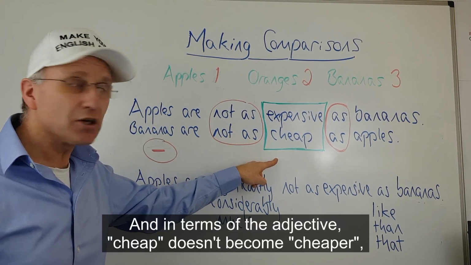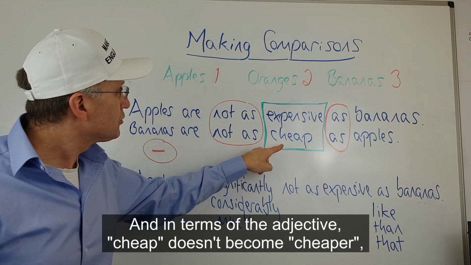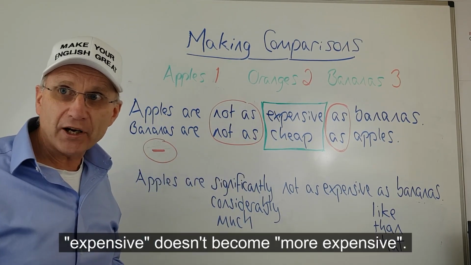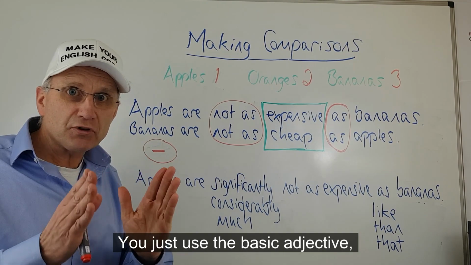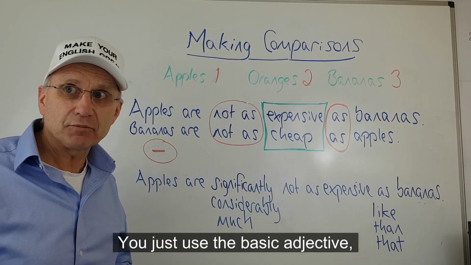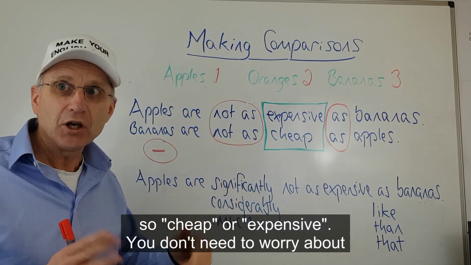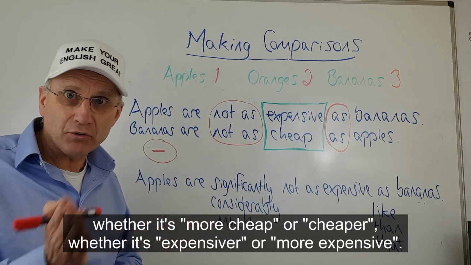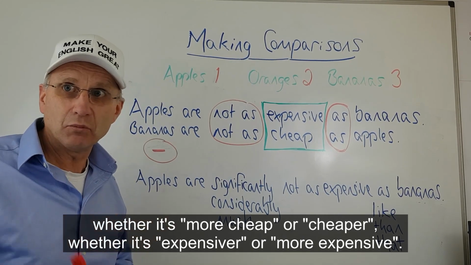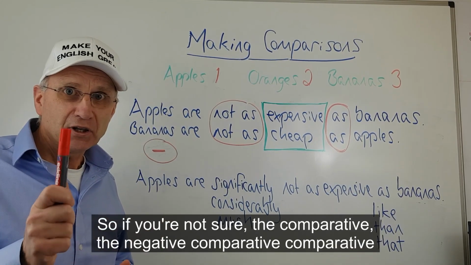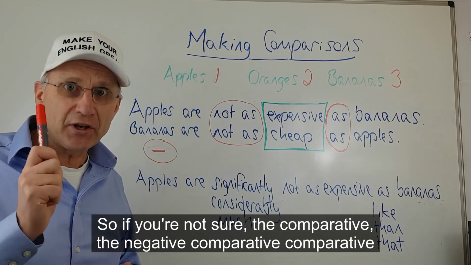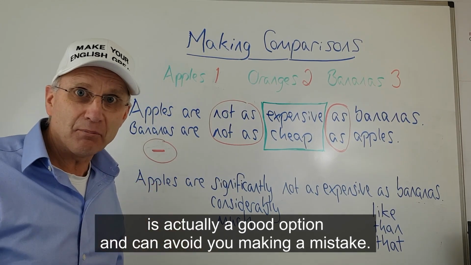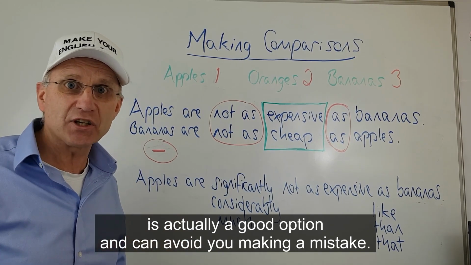And in terms of the adjective, cheap doesn't become cheaper, expensive doesn't become more expensive. You just use the basic adjective. So cheap or expensive, you don't need to worry about whether it's more cheap or cheaper, whether it's expensiver or more expensive. So if you're not sure, the negative comparative is actually a good option and can avoid you making a mistake.